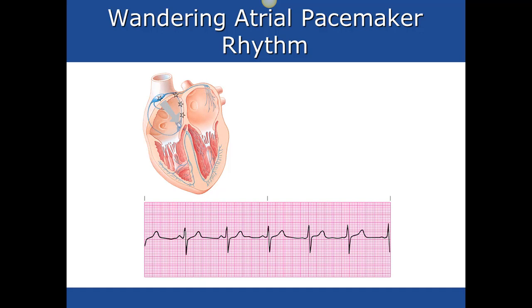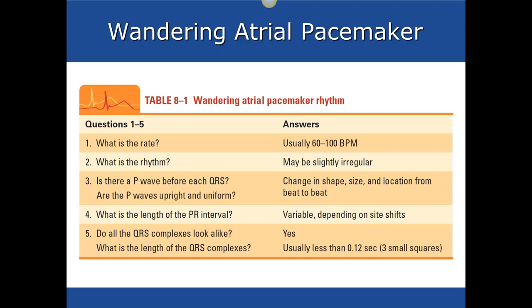Wandering atrial pacemaker, or WAP, produces no symptoms and is only recognized by EKG observation. WAP, for the most part, is also going to be a regular type of rhythm. So as we break it down here, we see what is the rate. Generally, it's going to be within a normal range of 60 to 100 beats per minute. The rhythm may be slightly irregular, or it could be completely regular.